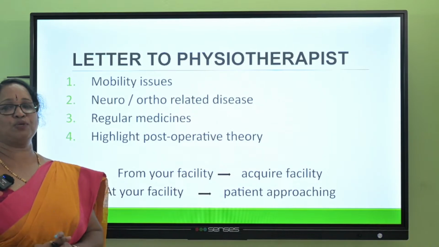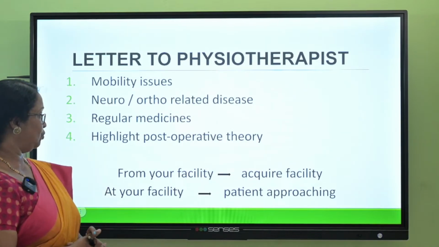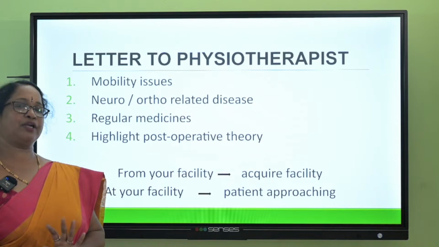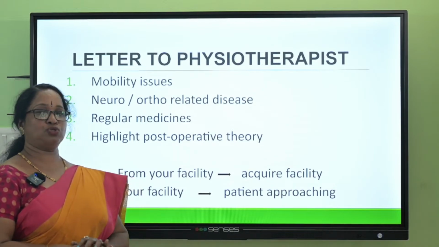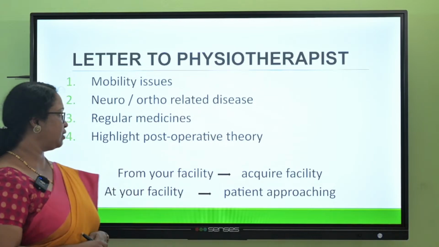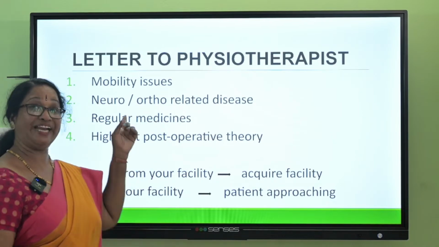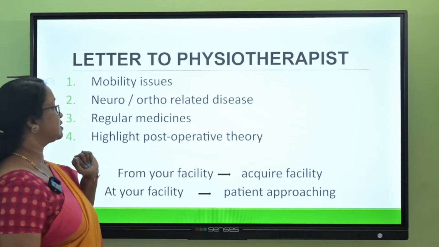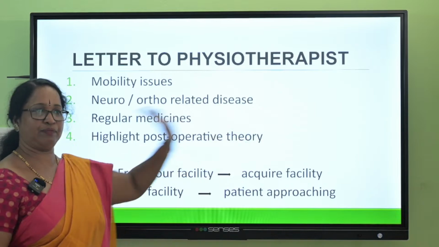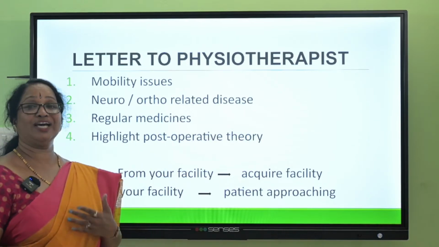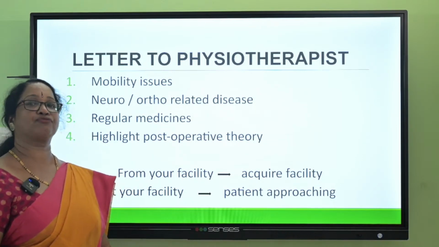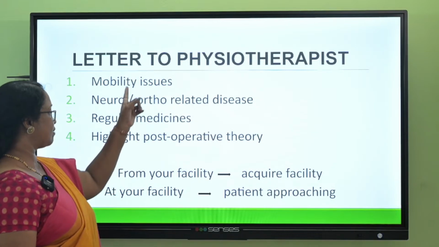The next most important doubt will be the letter to a physiotherapist. Why? Because this is the most important doubt. Everyone used to ask me, ma'am, how to write a letter to a physiotherapist. So, whichever the relevant points that we have to note: first of all we have to check the mobility issues of the patient. Next, whether the patient has any neuro or ortho related diseases. And the regular medicines, his current medications. And you have to highlight the post-operative period of the patient. Okay. So, we must note all of these.